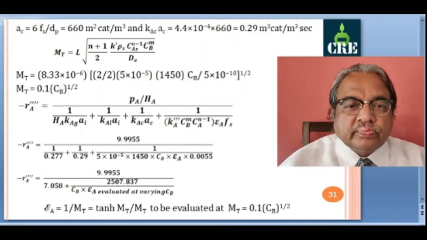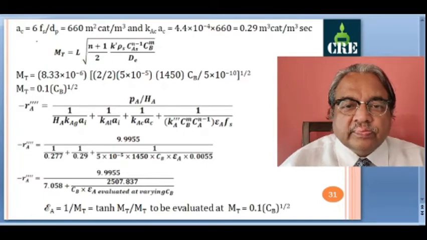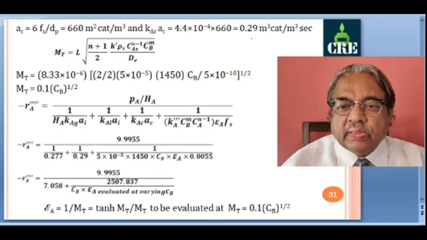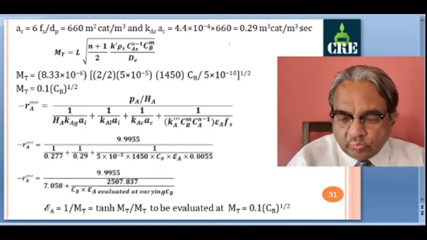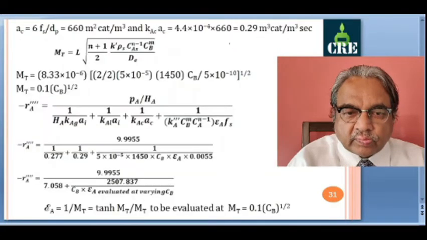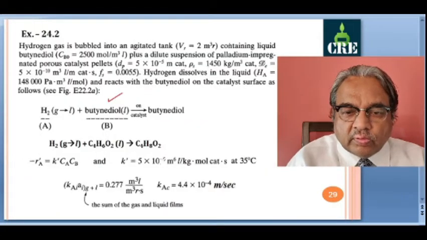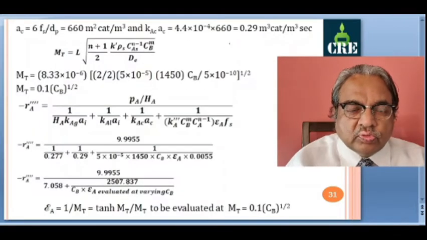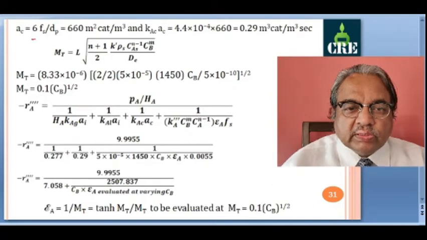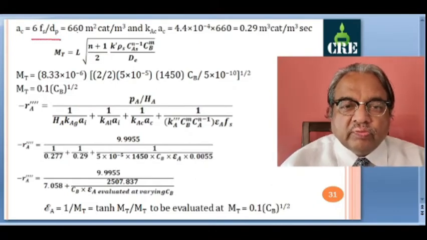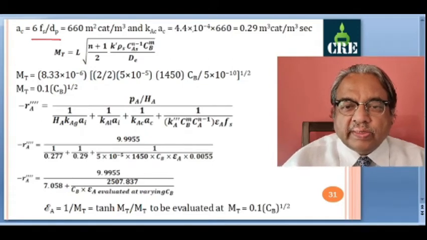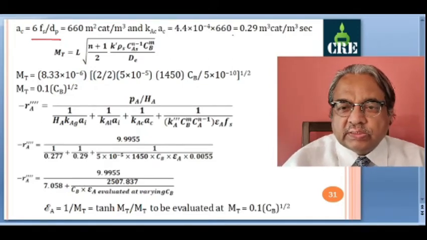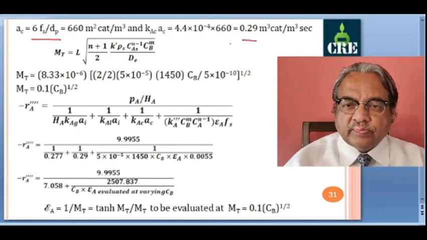So here KAC AC you can find out. KAC is 4.4 into 10 raised to minus 4. So AC we can find out, AC is 6 into Fs by dP, both values are given. This comes out to be 660 and KAC multiplied by 660 is KAC AC and that is 0.29. It is meter cube of catalyst per meter cube.